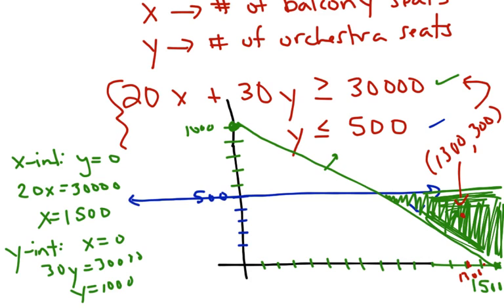Now also, because it's a real-world problem, a lot of times the answers are in whole numbers. You can't sell a half a balcony seat or a third of an orchestra seat. So you know ahead of time that the answer has to be integers. The other thing is that the numbers can't be negative. So more specifically, our answers have to be whole numbers because whole numbers are positive integers.